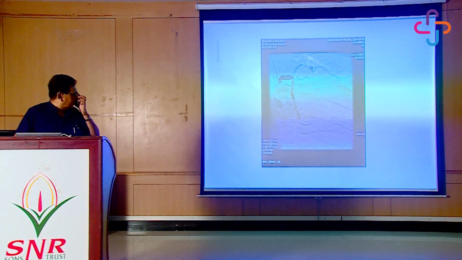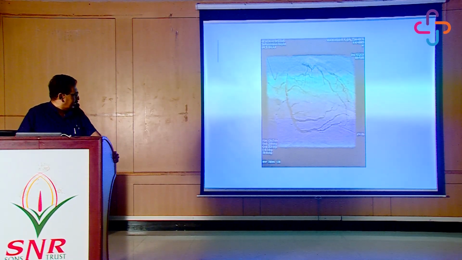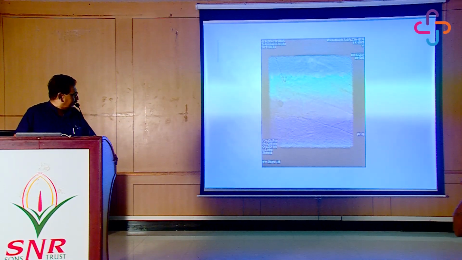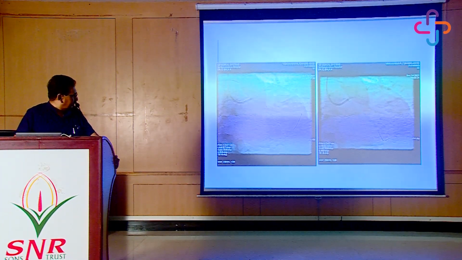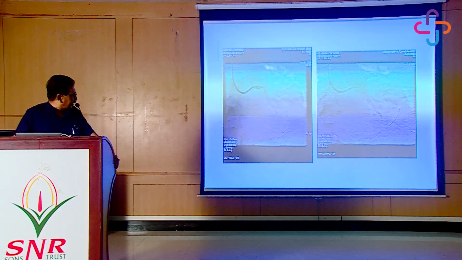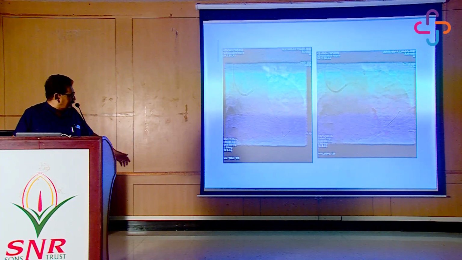Another case where we used the same IVL. This was inside the stent. There was extensive calcium, so we were able to use intravascular lithotripsy again to crack the calcium and get a very good final result.